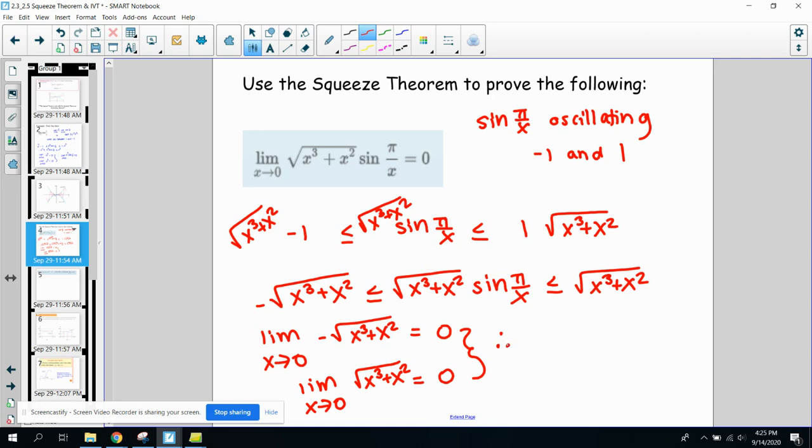So we'll say, therefore, the limit as x approaches 0 of the square root of x cubed plus x squared sine of pi over x is equal to 0. So we wanted to prove that, and now we did.